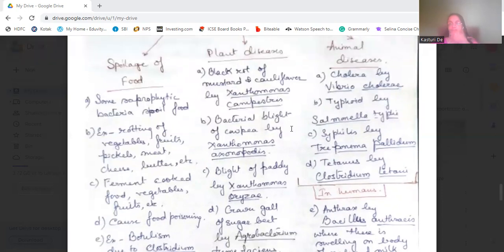Now, animal diseases. Cholera by Vibrio cholerae, typhoid by Salmonella typhi, syphilis by Treponema pallidum, tetanus by Clostridium tetani. These four examples are of human diseases by bacteria.